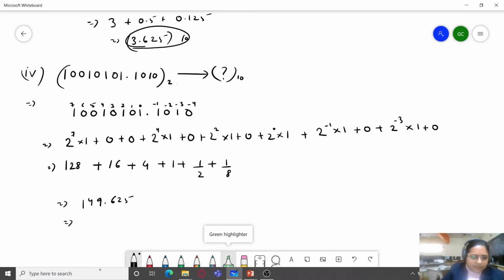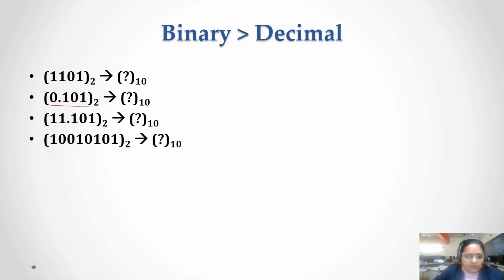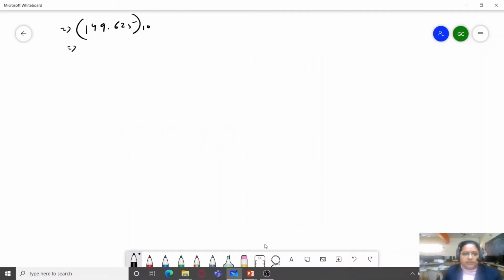So here we find the number, that is 149.625, is the answer to this question. So this is binary to decimal conversion. After this we have binary to octal conversion.